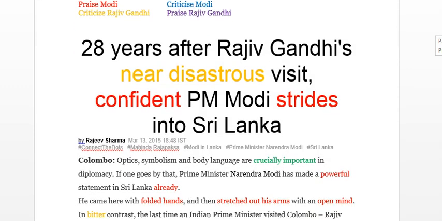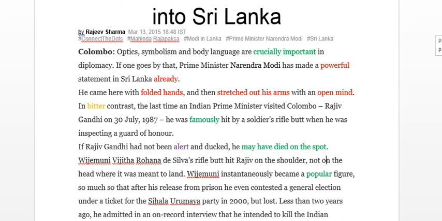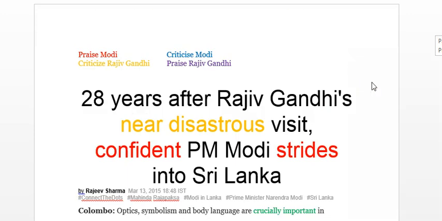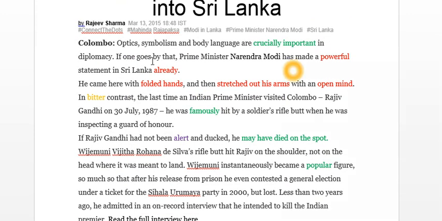Now, as we go through this, what we can see is some statements are objective and some are subjective. So "optics, symbolism, and body language are crucially important in diplomacy." This is an opinion. Whether it's crucially important or not, that's an opinion. It's not a fact. There are two subjective phrases here. Not only is it important, but it's crucially important. So two subjective phrases over there.